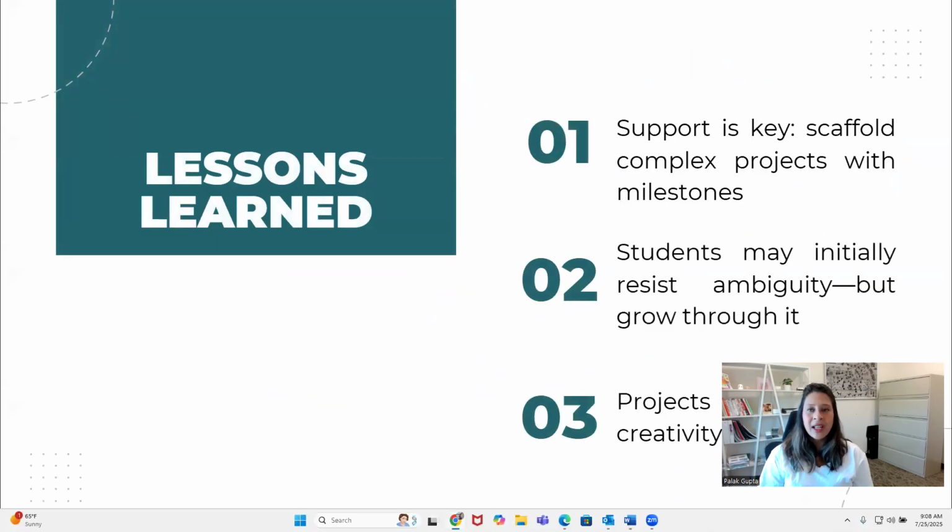So these are some of the valuable lessons I learned from this course, and I hope you learn from this course. First, support is crucial. By having assignments in scaffolding form, like scaffolding complex projects with clear milestones, we are able to help students manage their workload and help them stay focused on their goals. This structured approach not only provides a safety net, it also fosters confidence as they progress through each assignment.